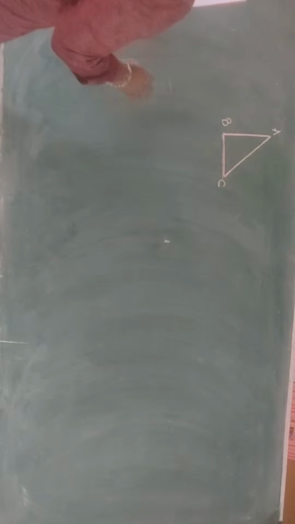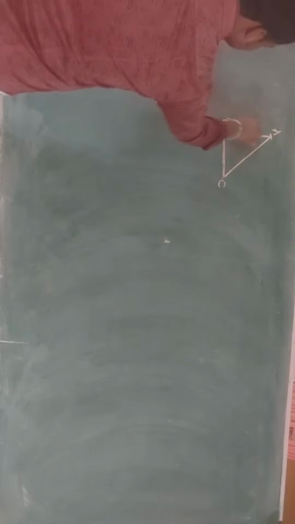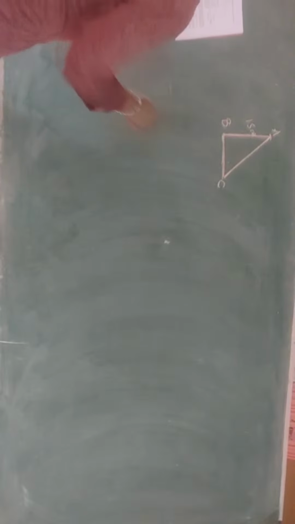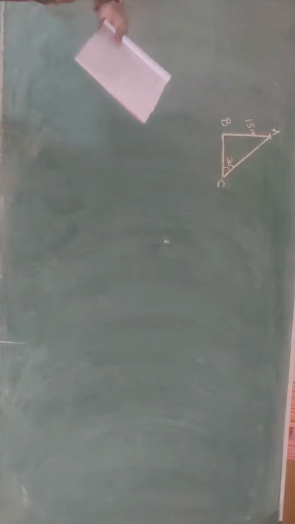A contractor plans to install 2 slides for the children to play in a park. For the children below the age of 5 years, she prefers to have a slide whose top is at a height of 1.5 meters. So this is the top and the height is 1.5 meter and is inclined at an angle of 30 degree.